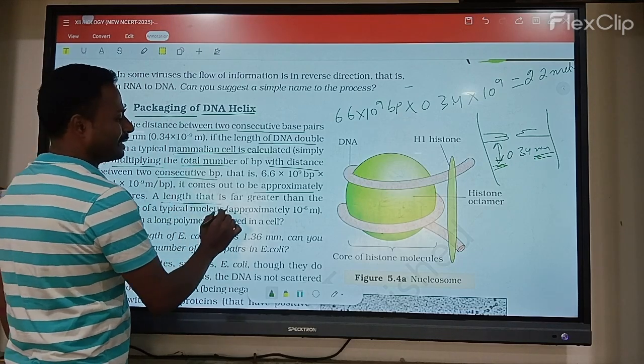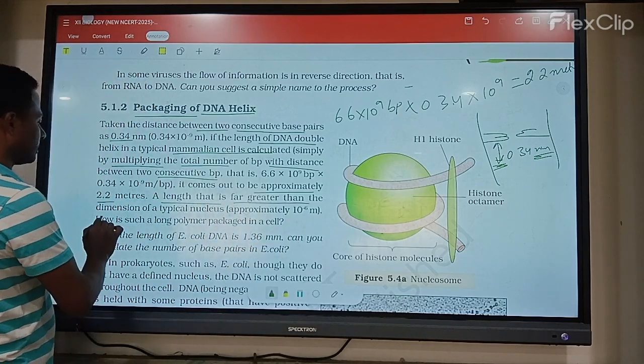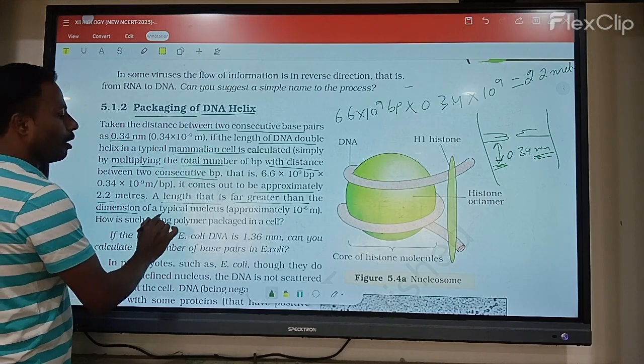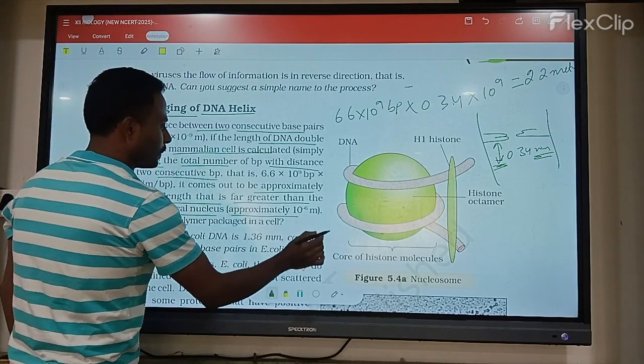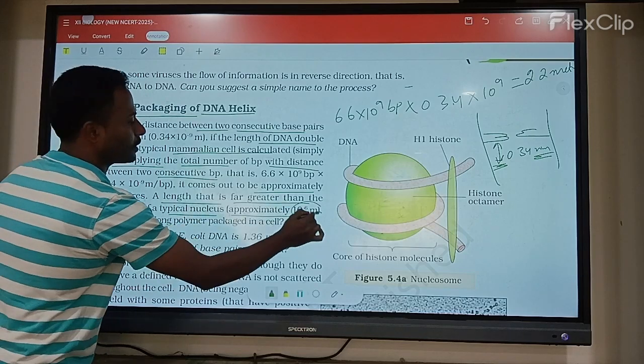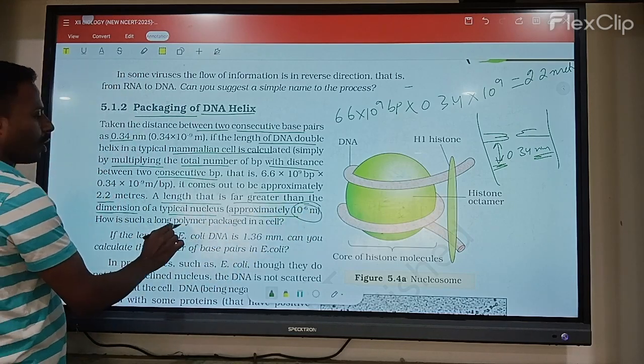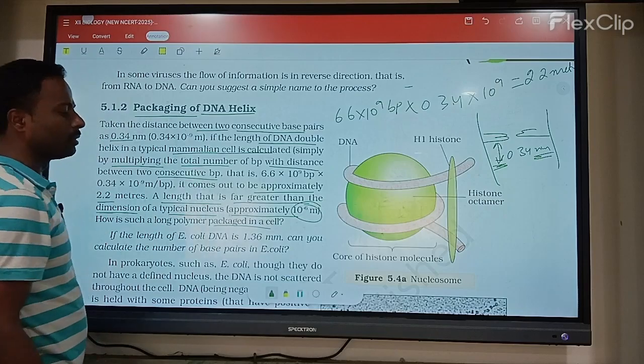This length is much greater than the dimension of a typical nucleus, which is approximately 10 to the power of minus 6 meters. How is such a long polymer packed in the cell? Let us see here.